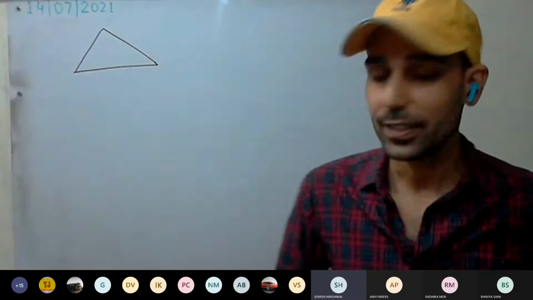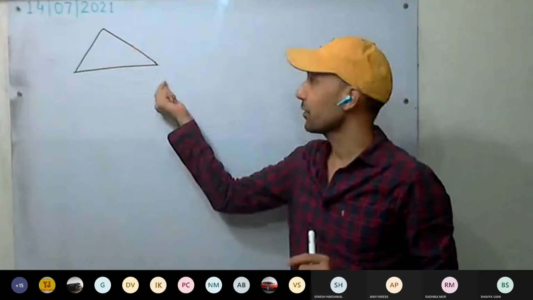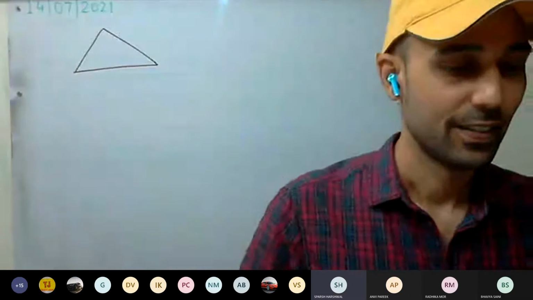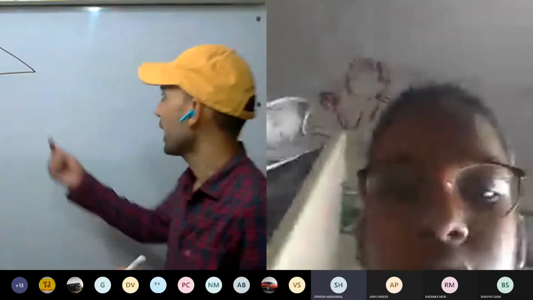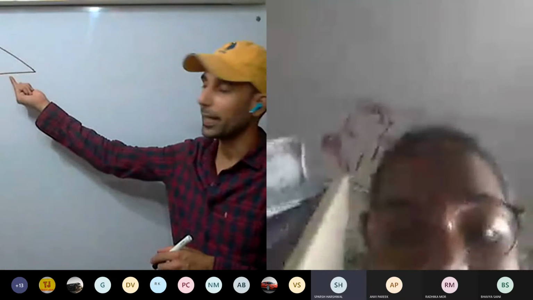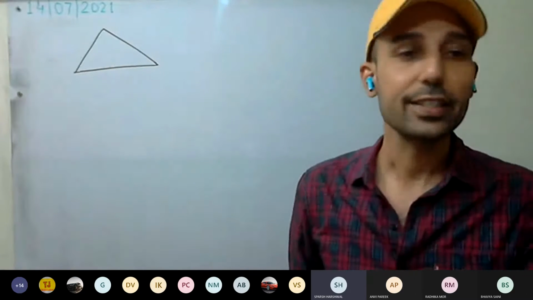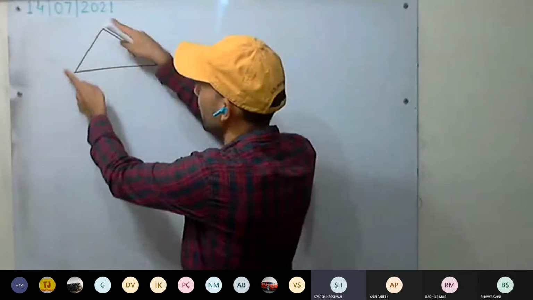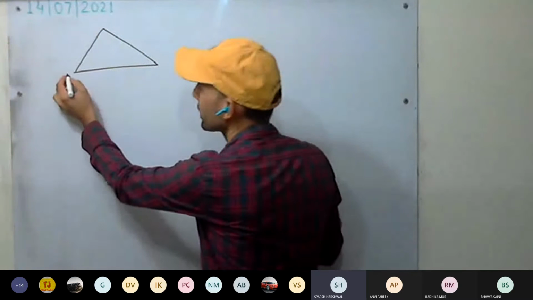This is the figure which can have the minimum number of sides. Triangle. Can we have a figure having 2 sides? No, sir. We at least require 3 sides. 3 straight lines are there. We call them line segments. This is a line segment, this is a line segment. Straight line segments are there. And 3 angles are there.